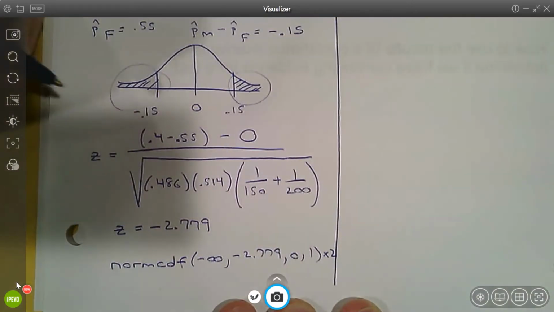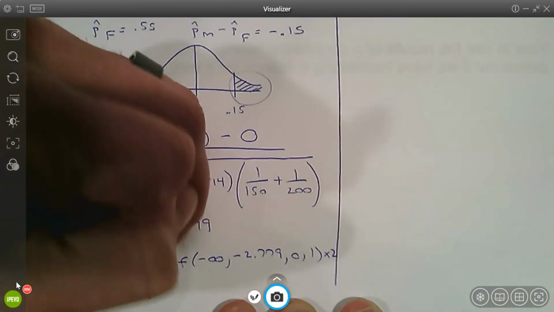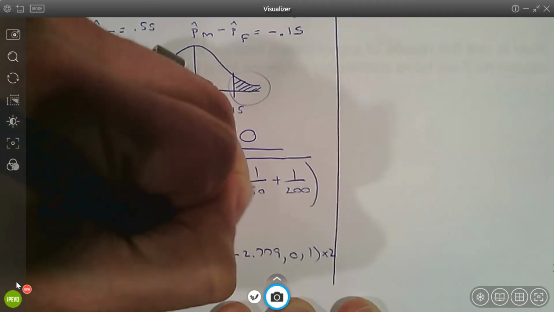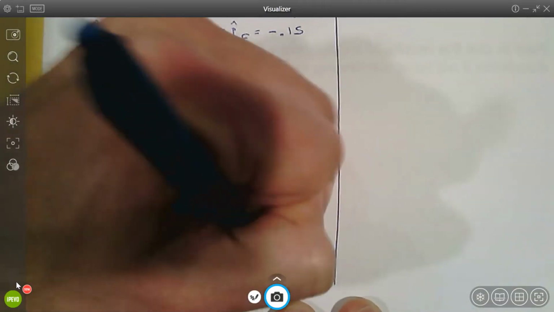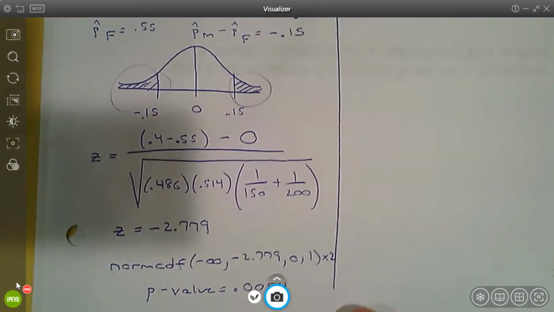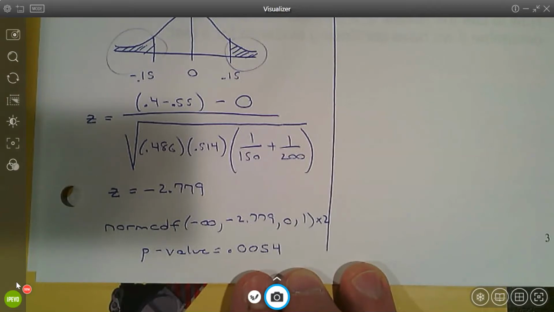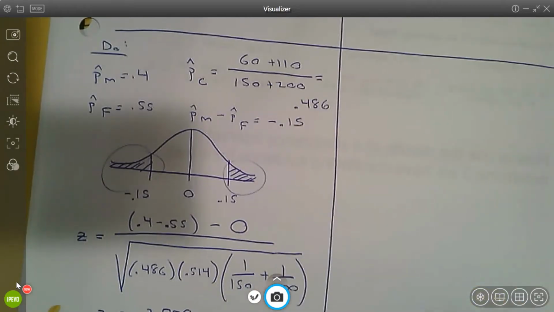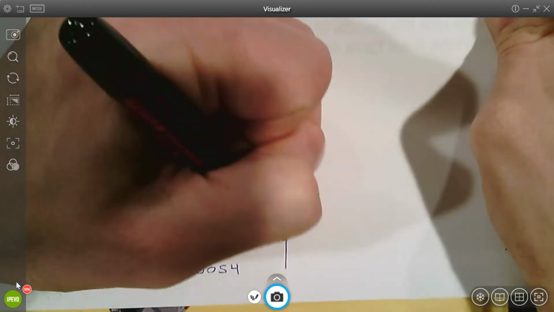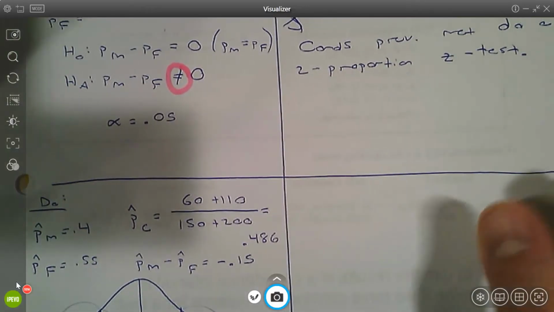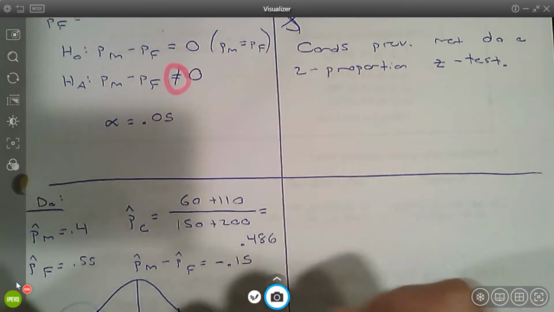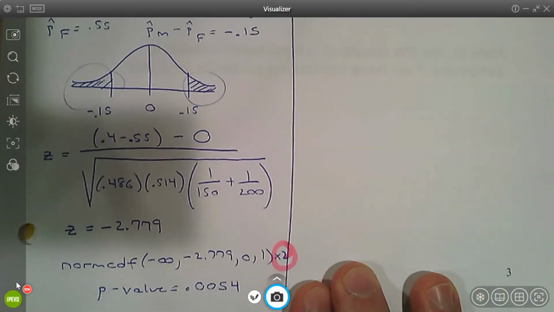So I'm going to multiply that value by 2, and that's going to give me our resulting p-value, which is 0.0054. The only time you're doing this times 2 is if you have a two-tailed test. That's it, to get the p-value. All right, so we're done with the do step.